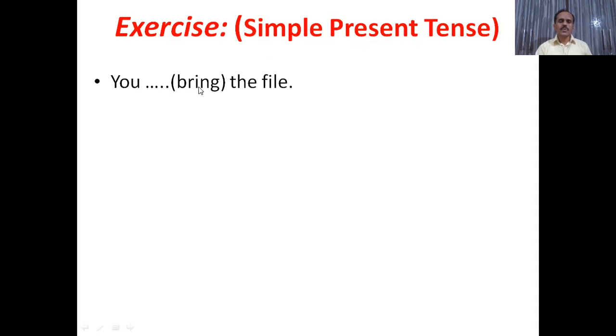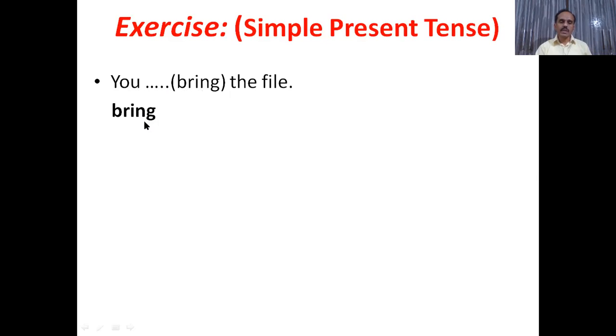You bring the file. So in this blank, we have to fill in the present tense form of this word. Okay, think, present tense, right? Look at the person, second person. So think what to write. Okay, good. Now check your answer.